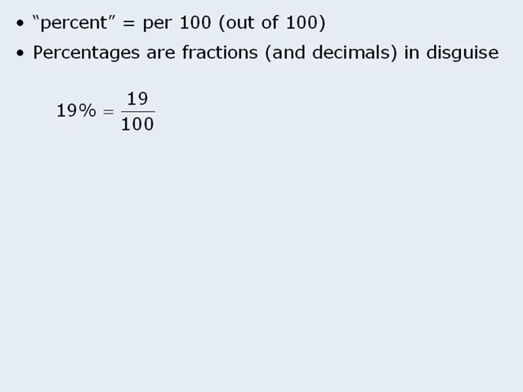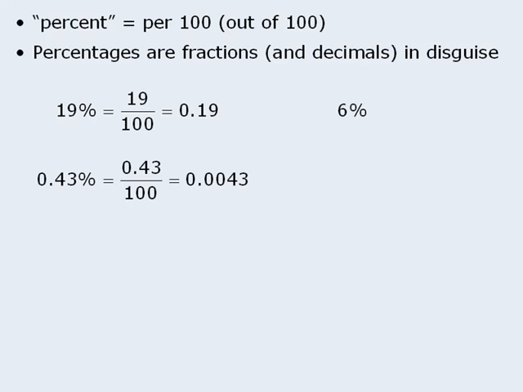And since we already know how to convert fractions to decimals, we can say that 19 100ths is equal to 0.19. Similarly, 0.43% is the same as 0.43 over 100, and this is equal to 0.0043. 6% is equal to 6 100ths, and this is equal to 0.06. And 300% is equal to 300 over 100, which equals 3.